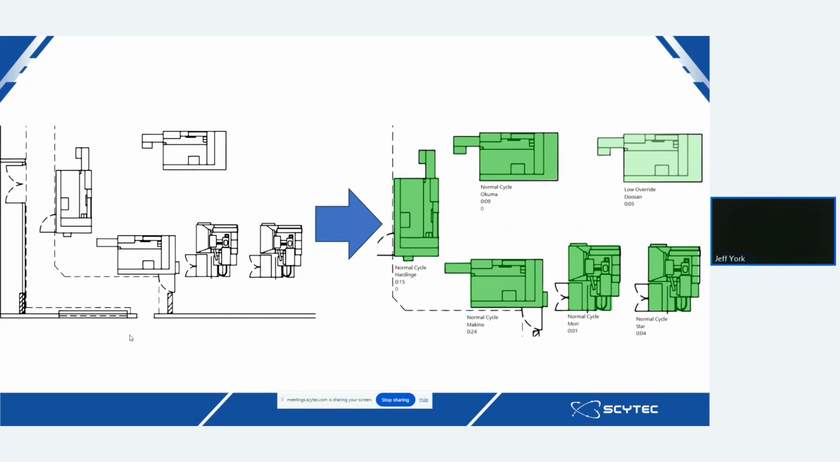The colors that you are seeing on the machines are the current machine statuses. So the ones that are in green are normal cycles. You can see the machine names that are right underneath that. So we have an Akuma, a Harding, a Makino, and underneath that is the machine status time. So that Akuma has been cutting normally for 9 minutes, the Makino 24, etc.